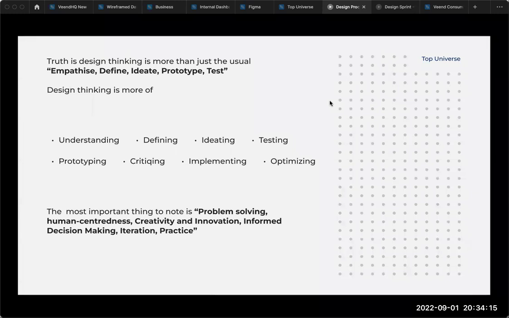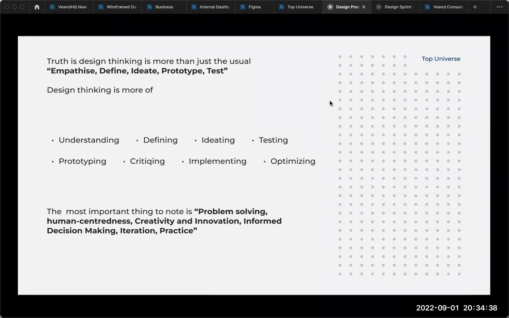In those five processes, there are still more broken-down processes. This is not even everything. There are still more processes that you might not even know, or might not even need to know the name of. But basically, you're carrying out a lot of things that you actually don't know. So it is more than just the usual empathize, define, ideate, prototype, and test. There are a lot of processes still embedded in each of them, right?